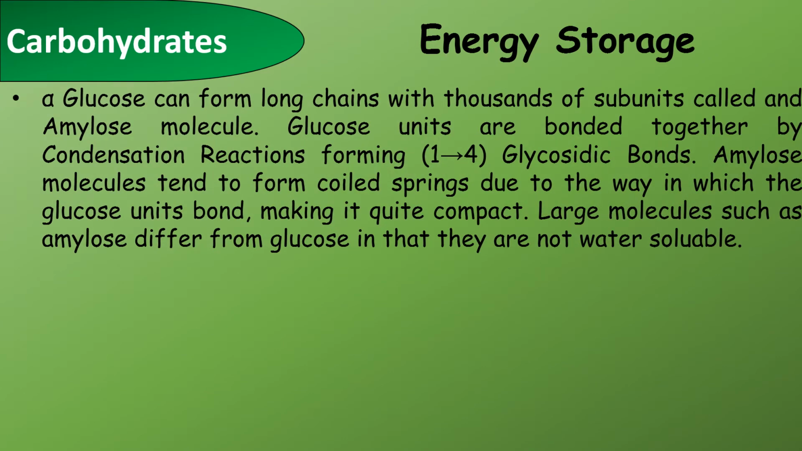Alpha glucose can form long chains with thousands of subunits called amylose molecules. Glucose units are bonded together by condensation reactions, forming 1,4 glycosidic bonds. Amylose molecules tend to form coiled spring-like structures due to the way in which the glucose units bond, making them quite compact. Large molecules such as amylose differ from glucose because they are not soluble in water. However, they can be broken down easily to release the alpha glucose, which can then be used in respiration.